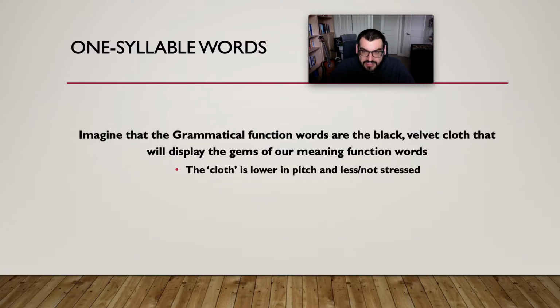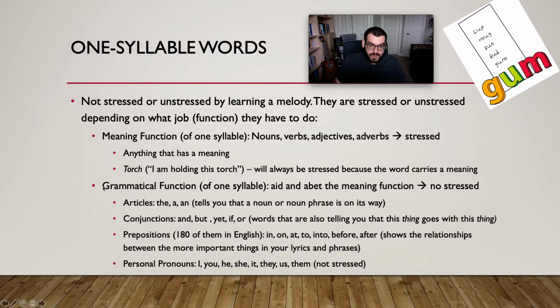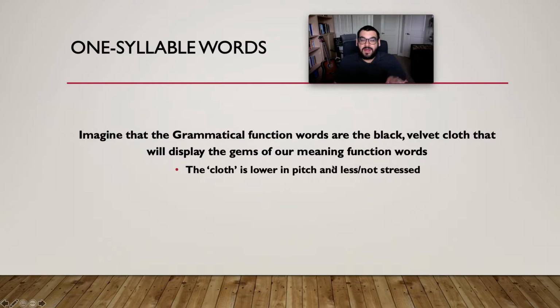Okay, so I want you to imagine this. These are the grammatical function words. These are the meaning function words. I want you to imagine that all of the grammatical function words are the black velvet cloth that you put on a table, okay? It's just there, very nice, soft, clean, no dust, no fuzz, no hair, nothing on this beautiful black velvet cloth that's just resting on your table. But the things that are displayed on it are those little gems that are going to showcase something. They're going to hold something, draw your eye to it.